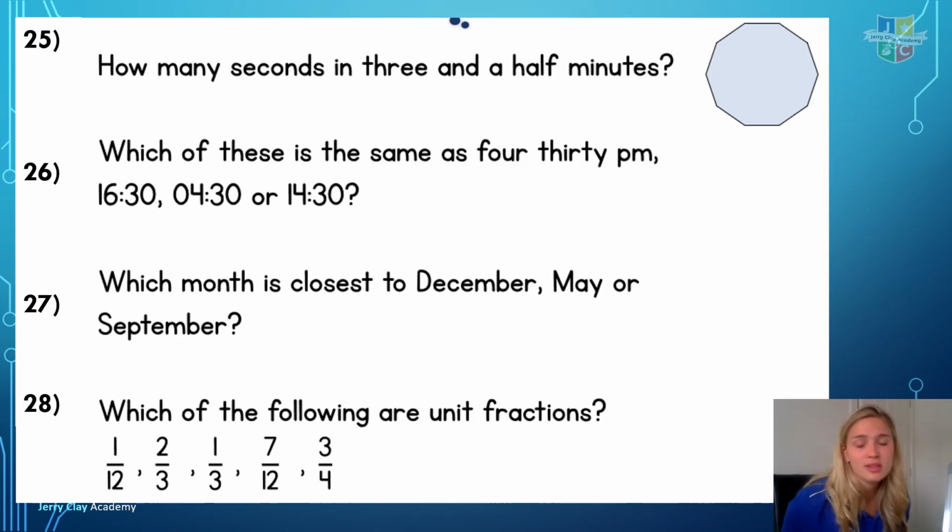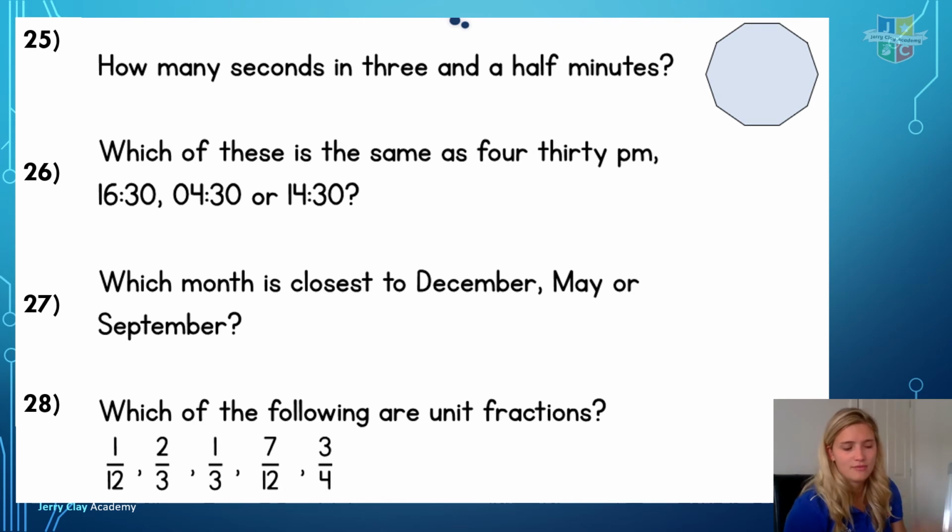First of all, can you tell me what the shape is at the top? Count the sides really carefully. Then you'll tell me how many seconds in 3.5 minutes. So think how many seconds are in 1 minute, so how many are in 3.5. Then which of these is the same as 4:30 p.m.? So have a look really carefully to see which one is right.